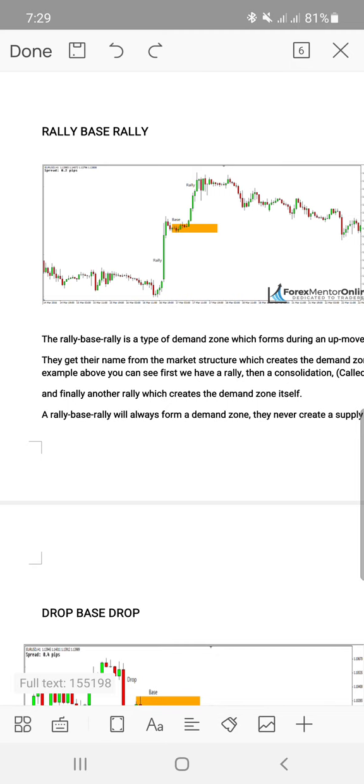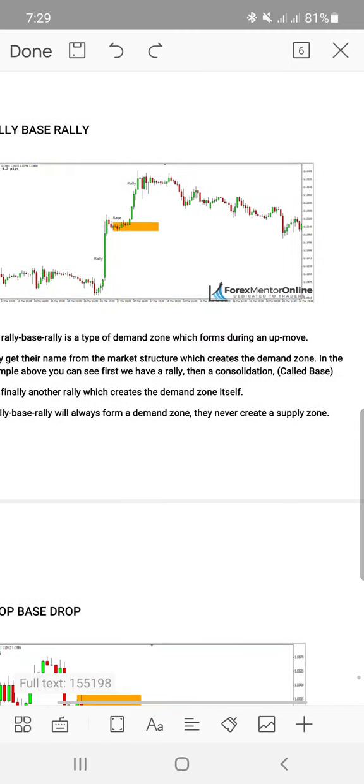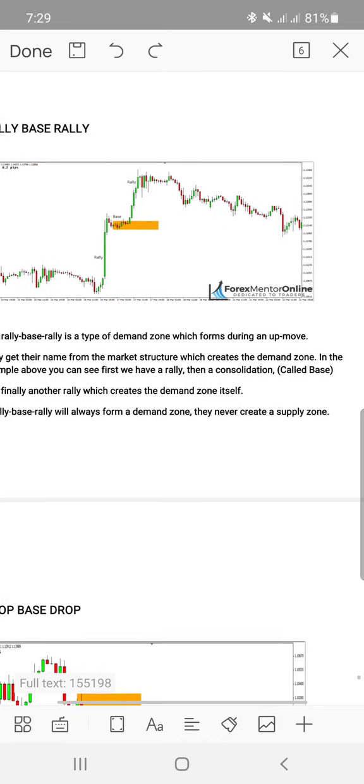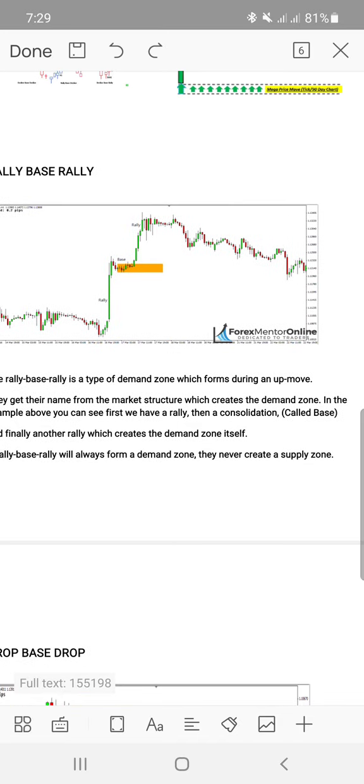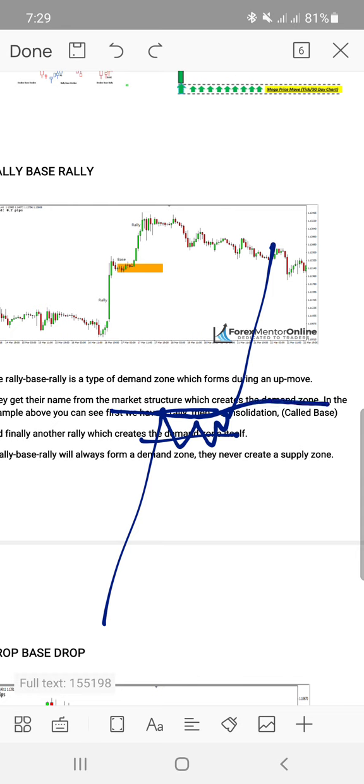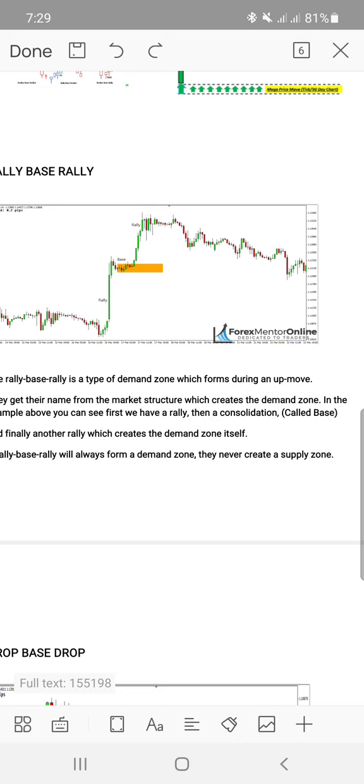Which creates the demand zone itself. A rally-base-rally will always form a demand zone. They can never form a supply zone, right? Like I explained here. Remember, it rallies, it ranges, or it consolidates, then rallies. Remember, that is where you now carry your triangle tool and mark it out as your demand zone. So that if there's any period, like if you observe in this diagram here, if you have to draw this thing, let me try and draw a straight line.